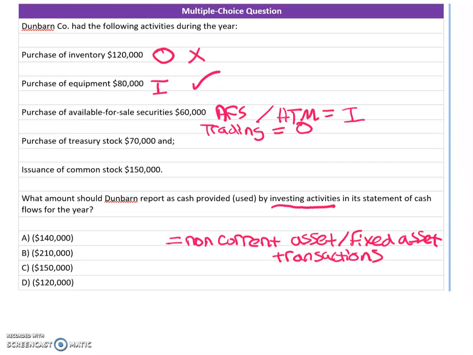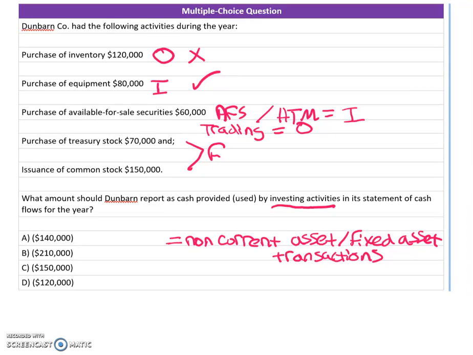Purchasing treasury stock and issuing common stock. So these are generally always going to be reflected in our financing section. Financing is going to be anything from raising equity, raising debt, basically when we are raising capital from either debt or equity. So this isn't going to be investing. This isn't going to be operating. This is going to be financing.